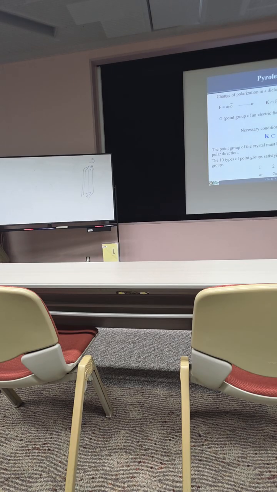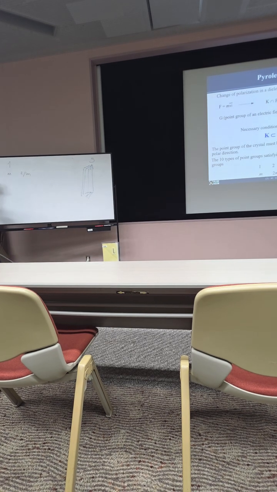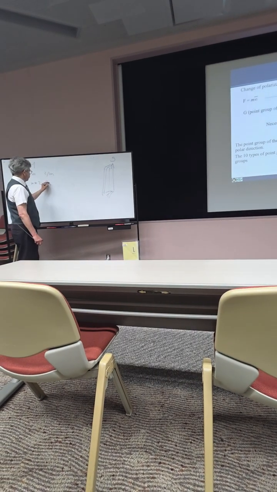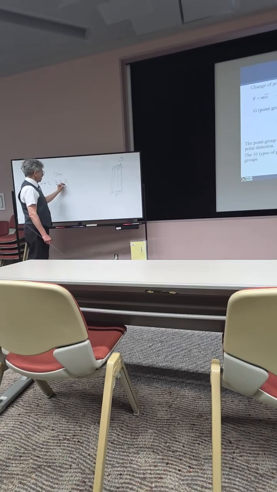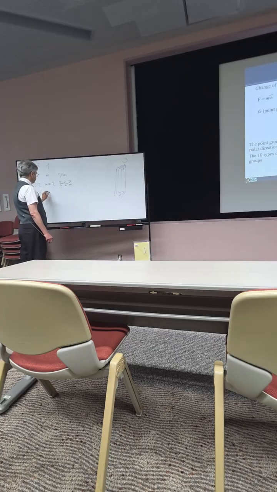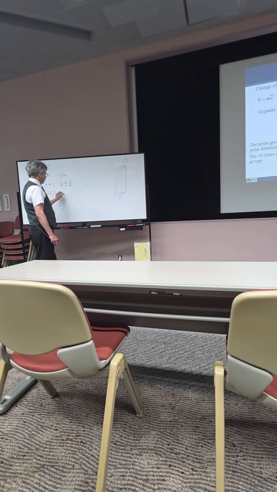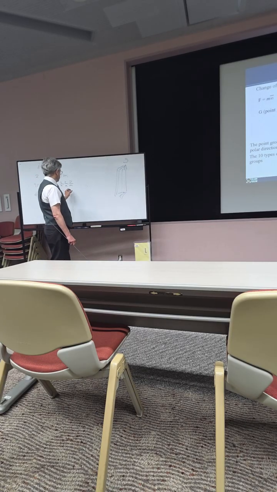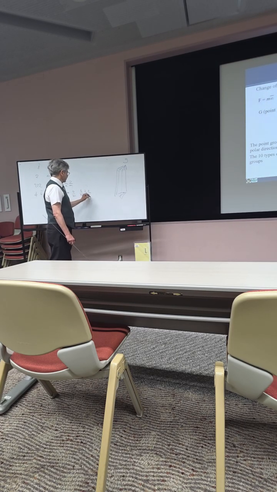What are these groups? 1, 1 bar, 2, m, and 2 over m: triclinic and monoclinic. 2 2 2, m m 2, 2 over m 2 over m 2 over m: orthorhombic. 4, 4 bar, 4 2 2, 4 mm, 4 bar 2 m or 4 bar m 2, which is simply a 45 degree rotation, 4 over m, and 4 over m 2 over m 2 over m.